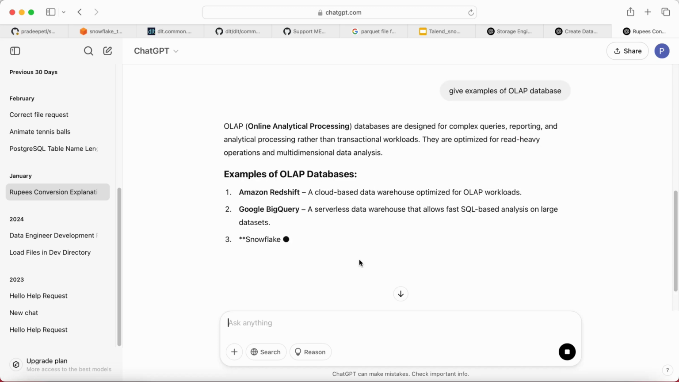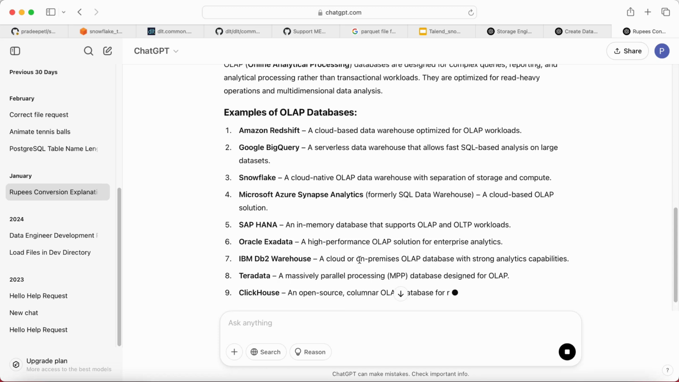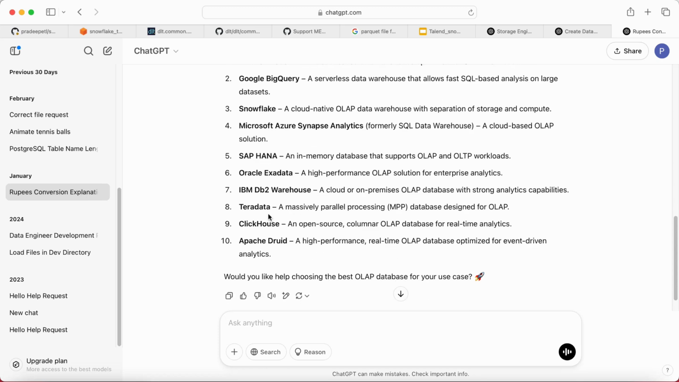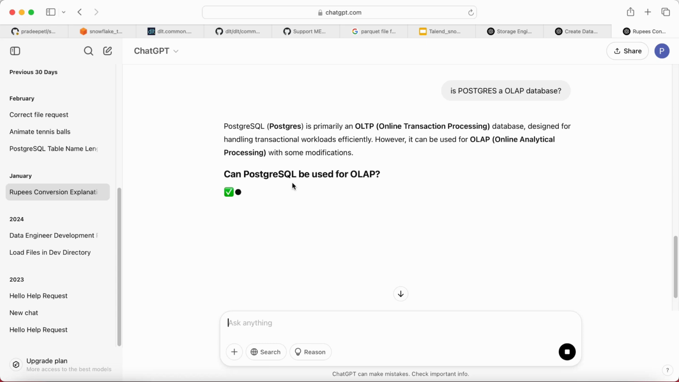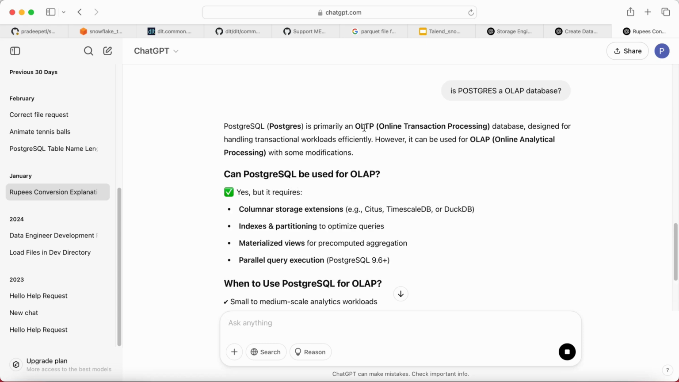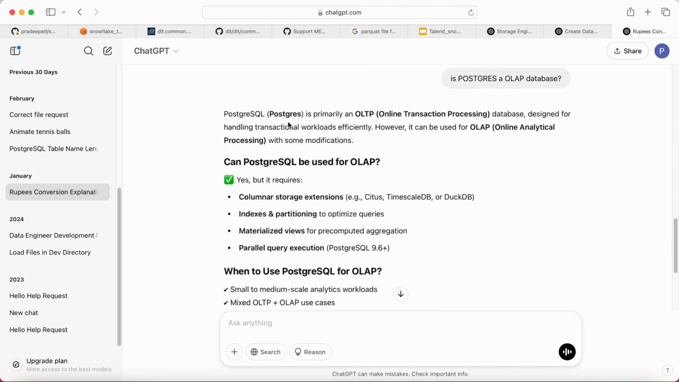So you can see that Amazon Redshift, Google BigQuery, Snowflake, SAP HANA, Oracle Exadata, IBM DB2, Teradata, ClickHouse, and Apache are examples of OLAP systems. So let me go and ask, is Postgres an OLAP database? It is clearly saying that Postgres is primarily an OLTP database designed for handling transactional workloads efficiently. However, it can be used for OLAP with some modification. So hope you got that Postgres is an example of an OLTP system.